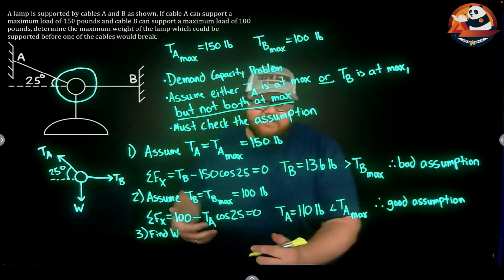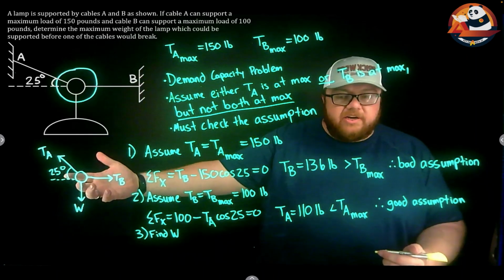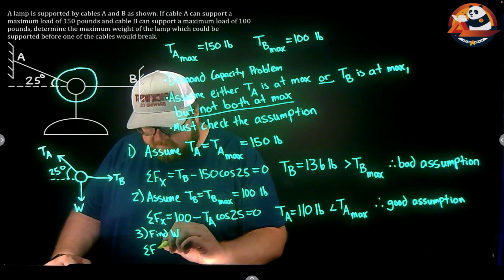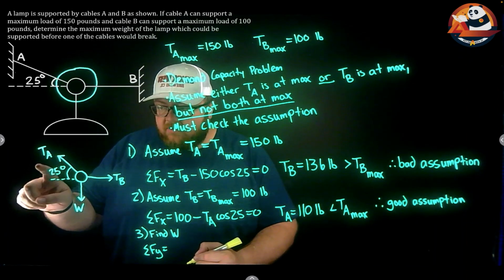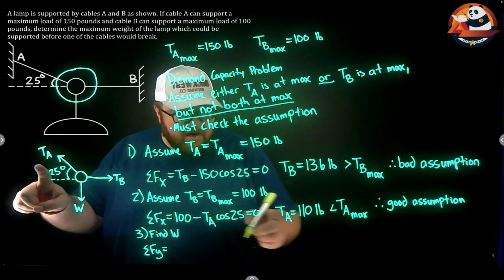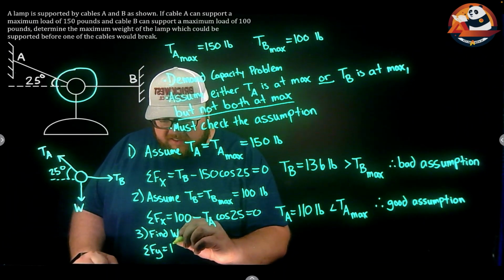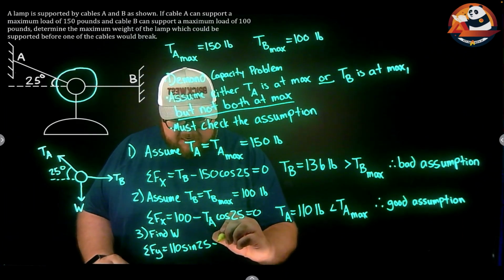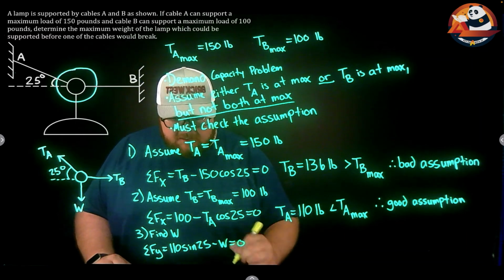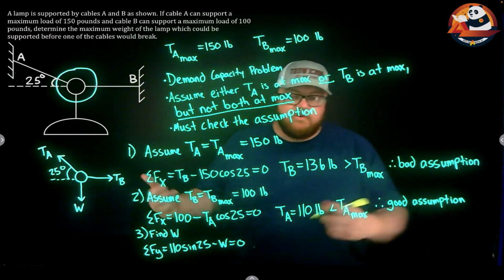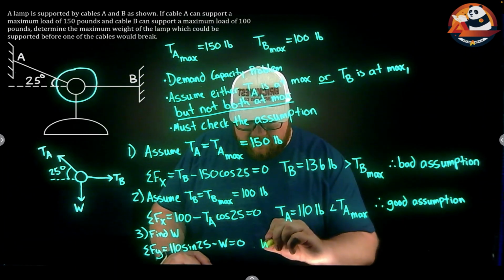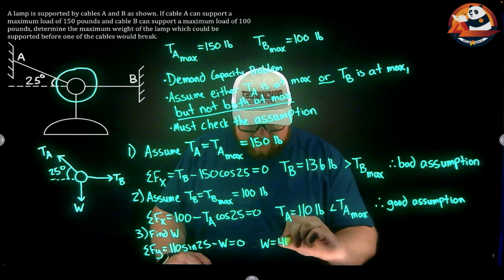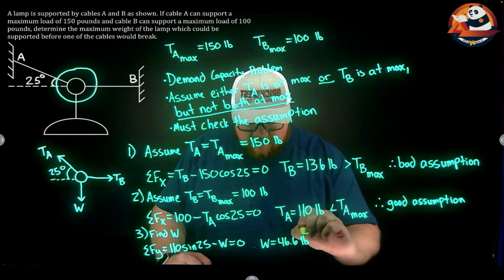I can do that by summing forces in the Y direction. I have one unused equilibrium equation. Let's tackle that. Summing my forces in the Y, I'm going to have, well, TA acts up, so it's going to be positive. We know TA, though, is 110. So 110 sine 25 minus the weight equals 0. Solving for the weight, we'll get our final answer out here. W is equal to 46.6 pounds, which is our final answer.